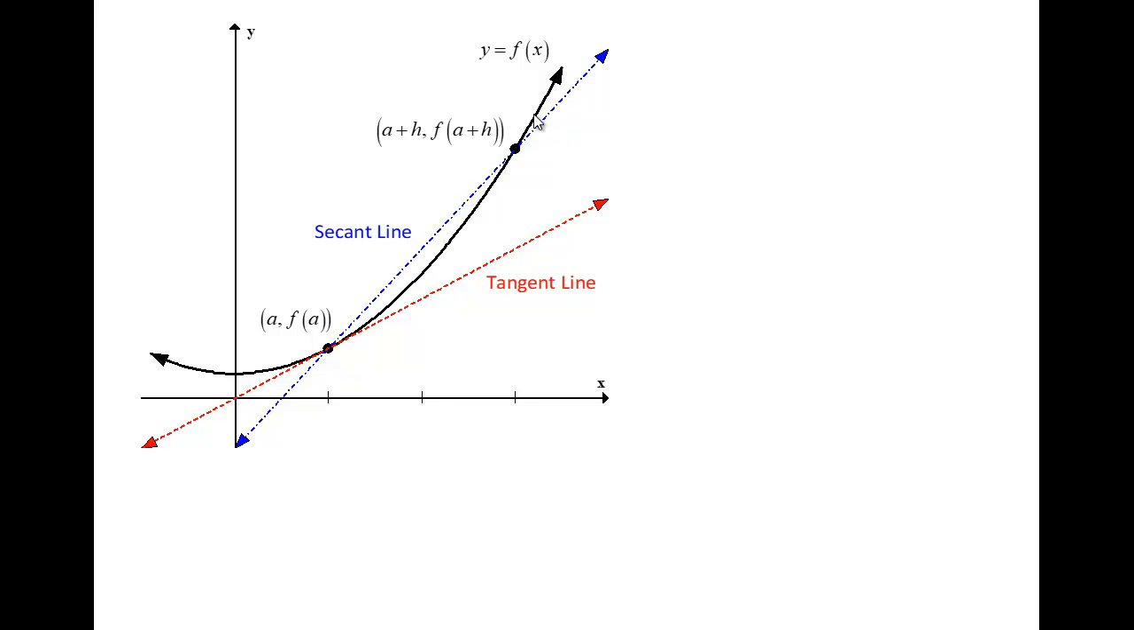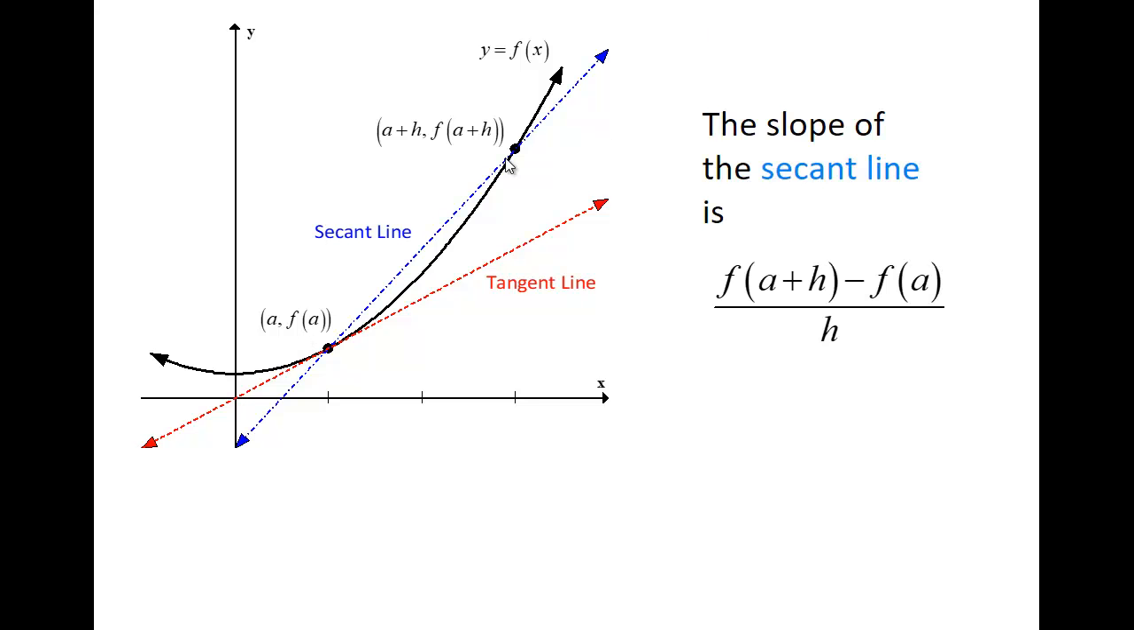Let's ask ourselves, what's the slope of this secant line? Well, we have 2 points on the line, so the slope would be rise over run. And so the slope of the secant line is f of a plus h minus f of a divided by a plus h minus a, but a plus h minus a is just h. So the slope of the secant line then is f of a plus h minus f of a over h. Okay, so that's the slope of the secant line.